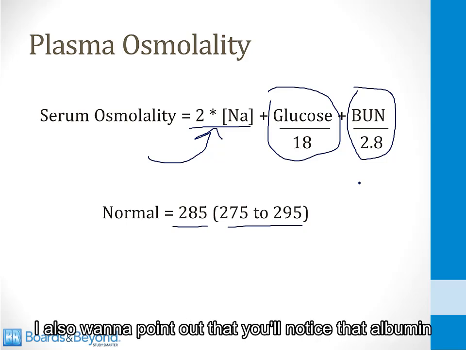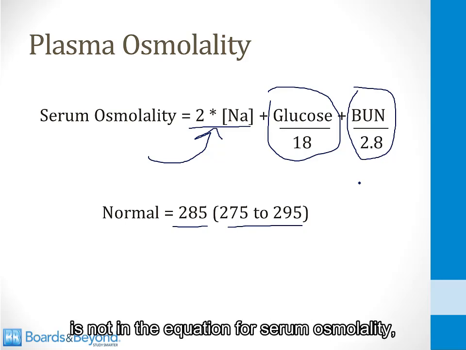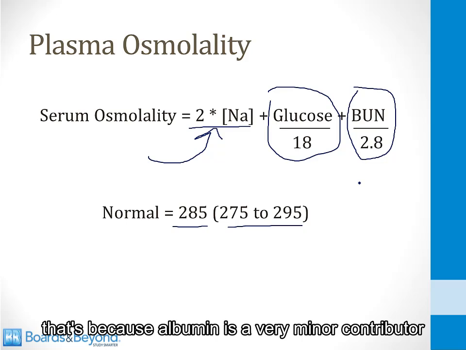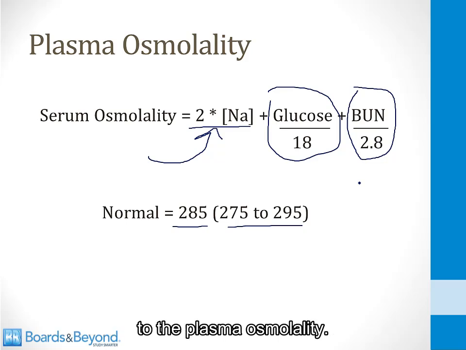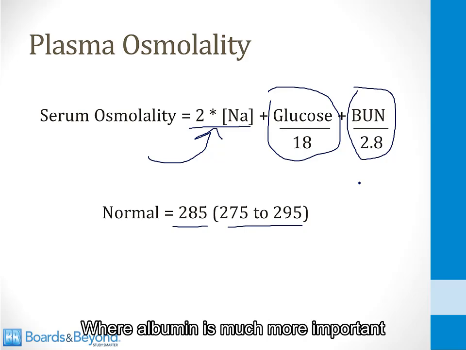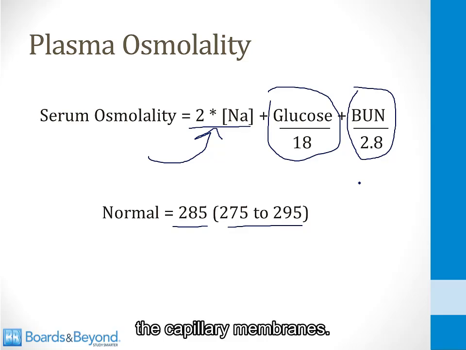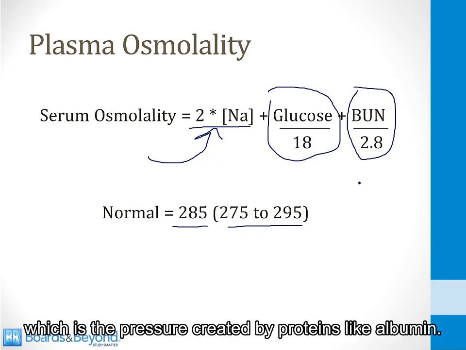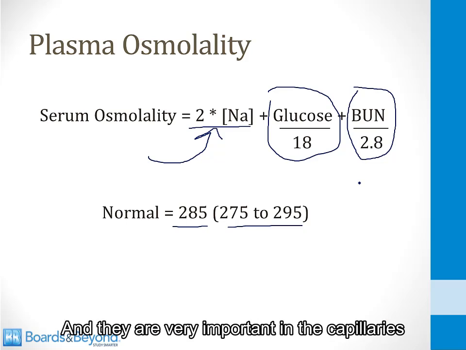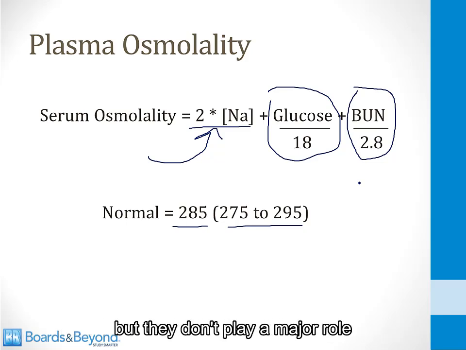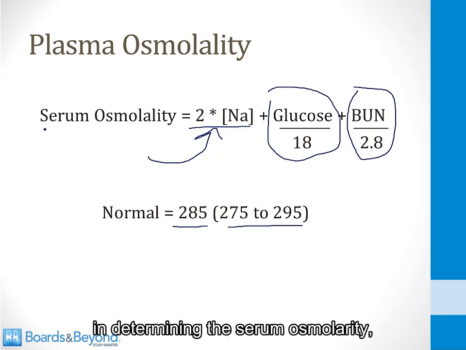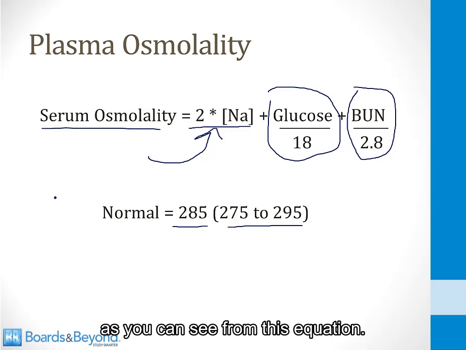I also want to point out that you'll notice that albumin is not in the equation for serum osmolality. That's because albumin is a very minor contributor to the plasma osmolality. Where albumin is much more important is inside the capillaries because it cannot cross the capillary membranes. In some of the cardiology modules, I talked about oncotic pressure, which is the pressure created by proteins like albumin, and they are very important in the capillaries in opposing hydrostatic pressure, but they don't play a major role in determining the serum osmolality, as you can see from this equation.